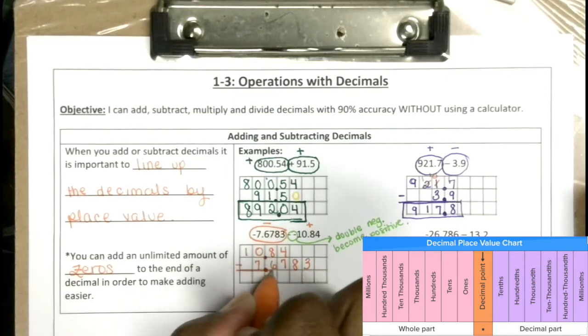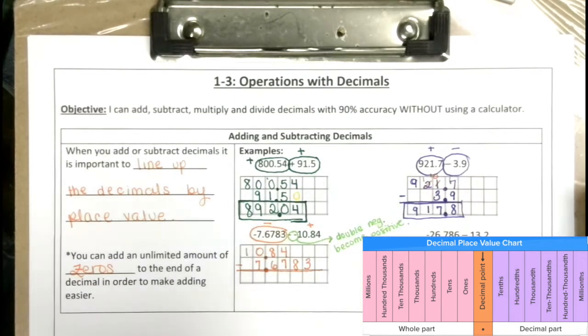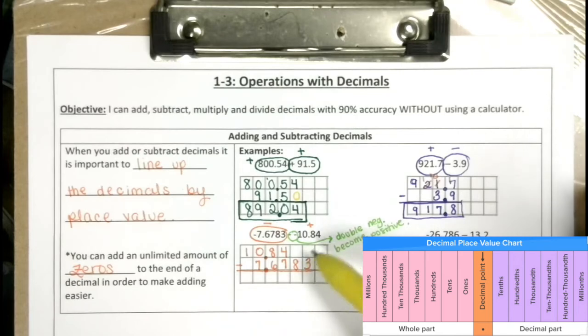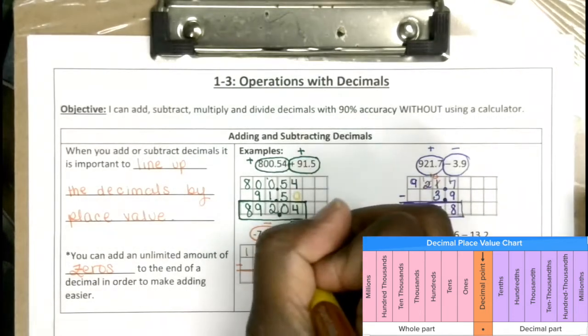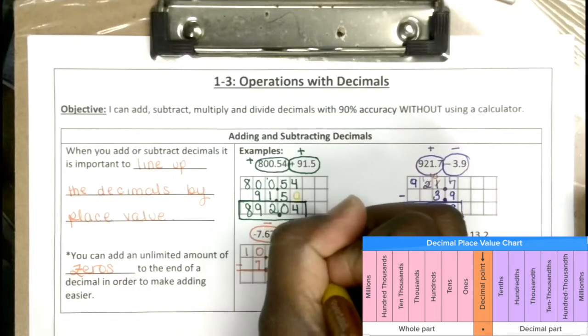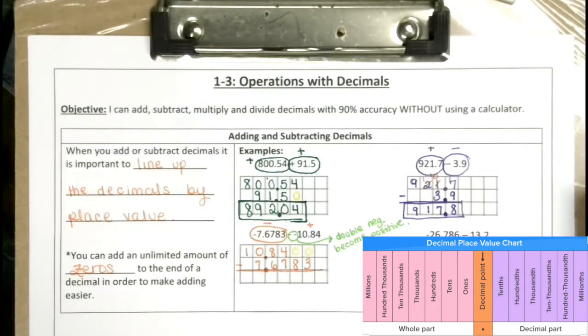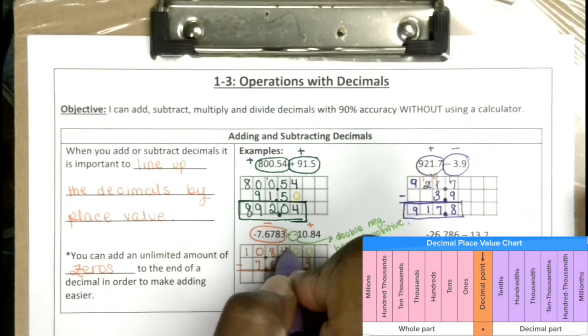And again, remember that we are subtracting. Notice that negative 7 and 6,783 ten thousandths has more decimal places than 10 and 84 hundredths. In order for me to be able to subtract these numbers, I'll need to add 2 zeros behind 10 and 84 hundredths. You'll recall our note that you can add an unlimited number of zeros to the end of a decimal in order to make adding or subtracting easier.